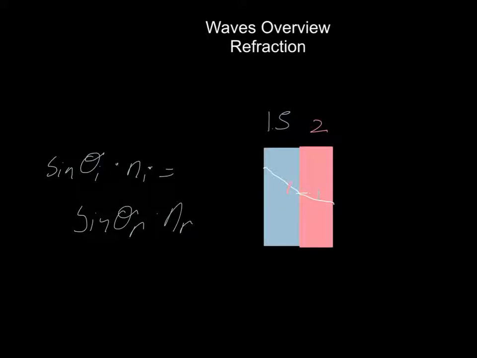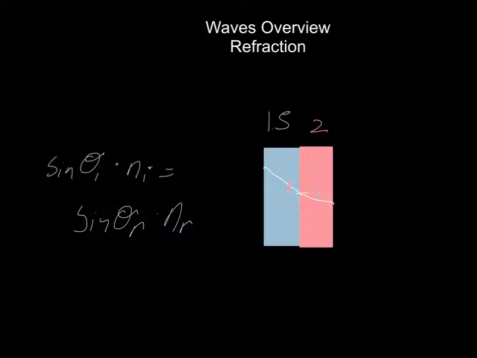So theta incident is going to be this angle right here. It's the angle from our incident line to our normal line. N incident is going to be the index of refraction of that material. We can talk about the same thing over on the right-hand side. N refracted is going to be this here, this 2, the index of refraction of the material. Theta refracted is going to be the angle between our light ray and our perpendicular line here.